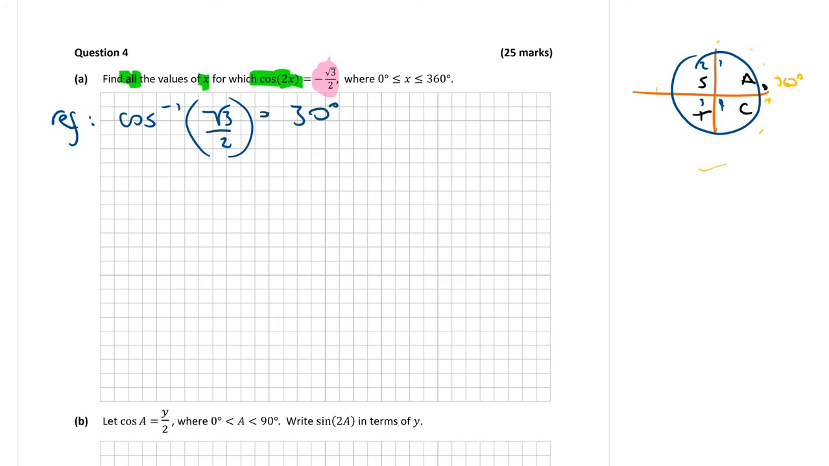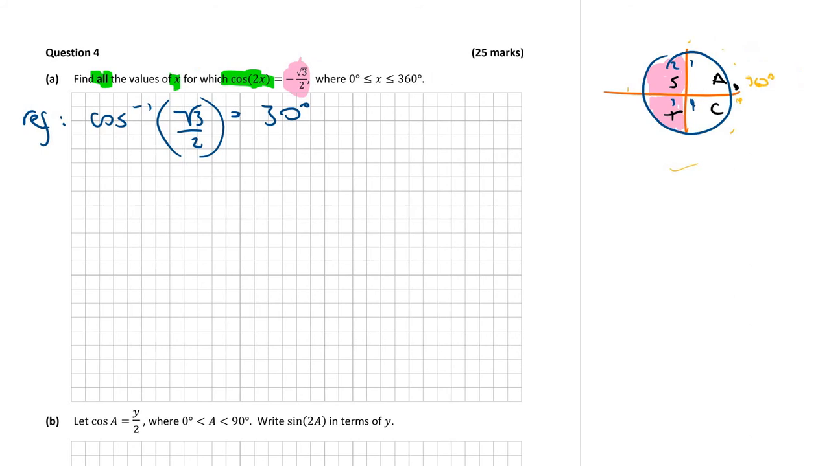So we're looking for the quadrant in which cosine is negative. And the quadrant in which cosine is negative is here, quadrant 3, or here, quadrant 2. Because in those quadrants, sine and tan are the only ones that are positive. So we know we're dealing with quadrant 2 and quadrant 3.